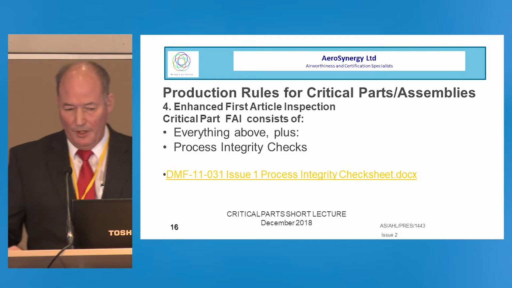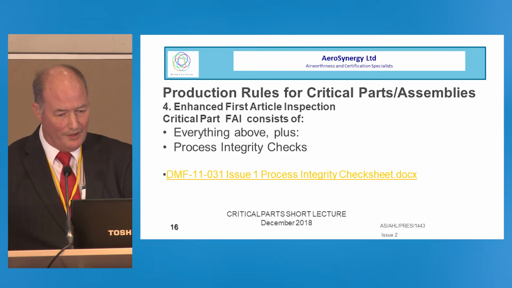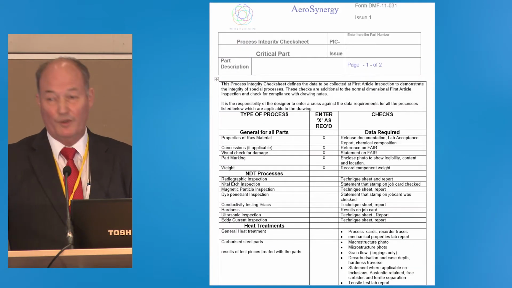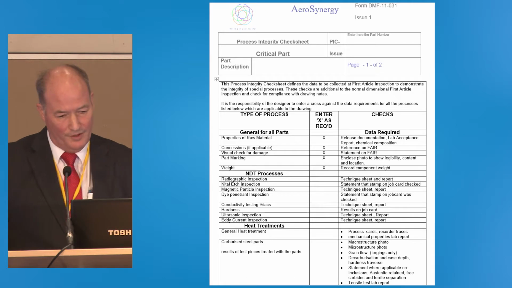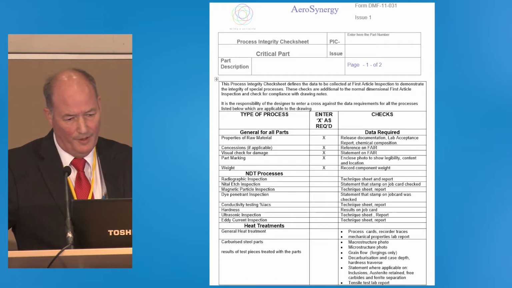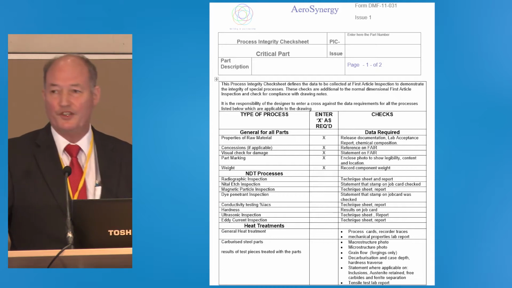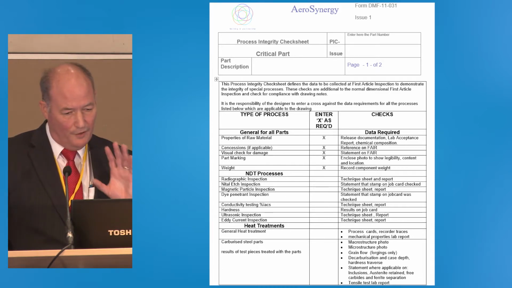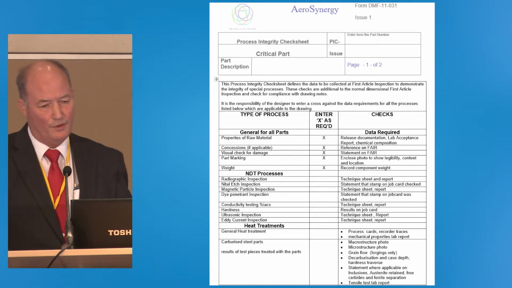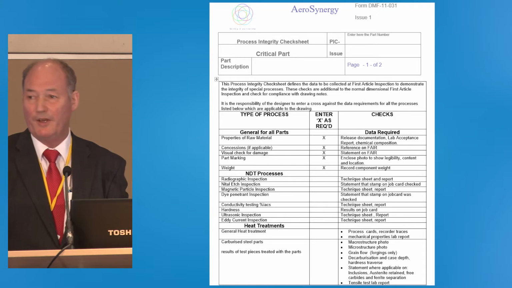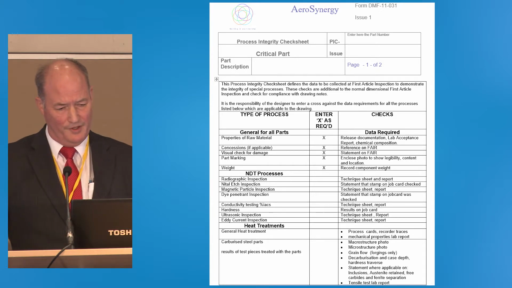We actually look at those processes and check that they were done correctly. Because if a process has not been done correctly, you want to know at the beginning, not when you get into full series production. This is an example of a check that we do, a process integrity check sheet. The design office will fill this out, depending on what the drawing calls up. For example, if it's a metallic part, you'll call up the appropriate NDT, like mag particle inspection for a ferrous part.